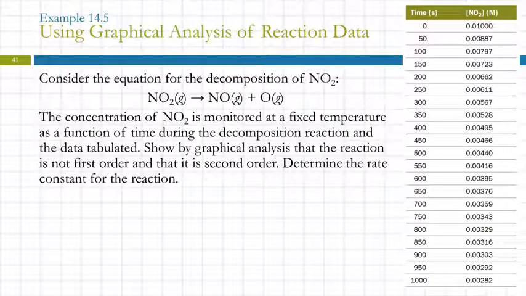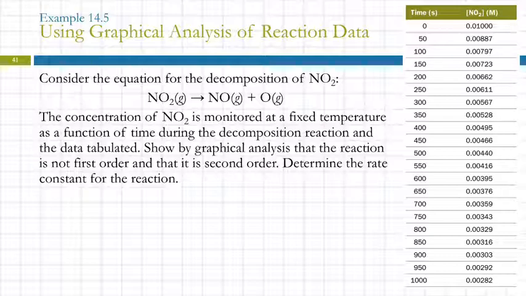So consider the equation for the decomposition of NO2. Concentration is monitored at a fixed temperature as a function of time during the decomposition, and the data is tabulated. Show by graphical analysis that the reaction is not first order and that it is second order. Determine the rate constant for the reaction.